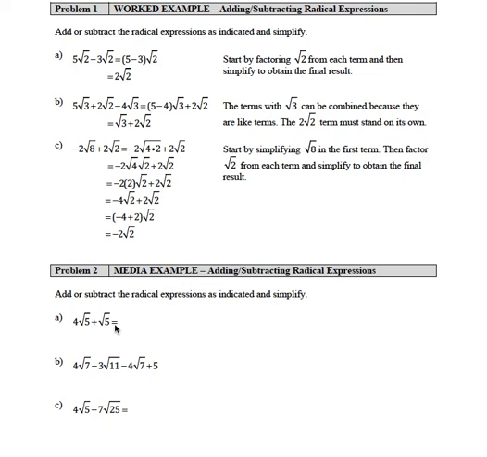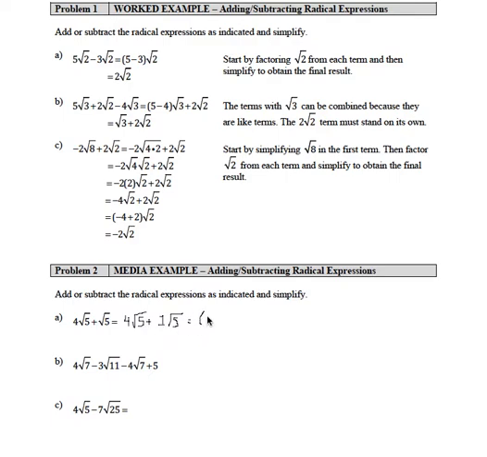So for part A, we want to add 4 times the square root of 5 plus the square root of 5. And I find that it's helpful because in mathematics, we don't include the 1. This is really 1 times the square root of 5. So sometimes it looks like we're taking shortcuts or skipping steps, and really we're not. But it helps to sometimes write that out. So what's common to these two terms is the square root of 5.